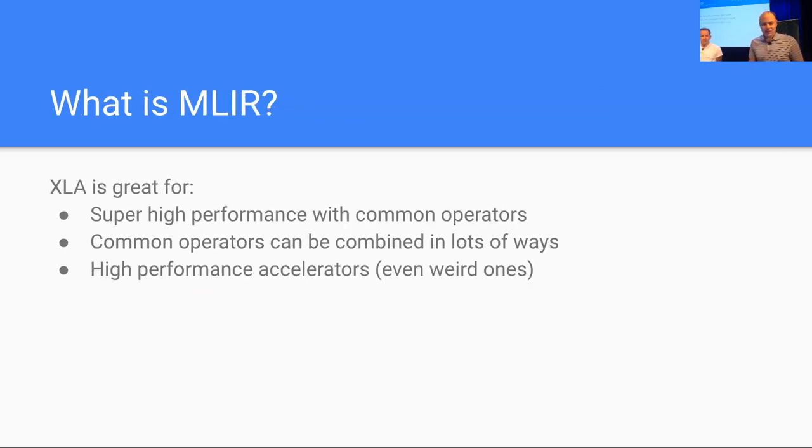So one last thing that doesn't exist, because Jeremy wanted to talk about this, he's very excited, is the question about what is MLIR, and how does MLIR relate to XLA? What does this make sense for TensorFlow? The way I look at this is that XLA is really good if you want high performance with these common operators like matrix multiplication, convolution, things like that. These operators can be combined in lots of different ways. Running batch norm is a great example of this. These are the primitives that a lot of deep learning is built out of. And XLA is really awesome for high performance, particularly on weird accelerators.